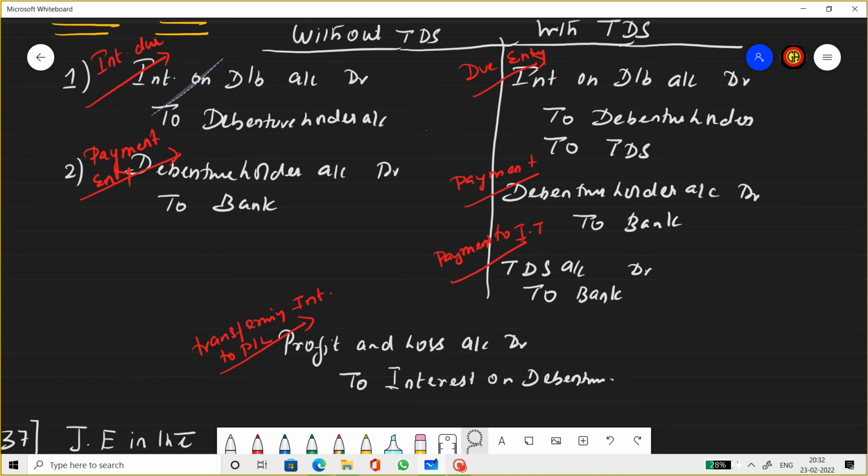Okay, so these two entries can come multiple times in the sum, whereas this will come only once at the end of the year. This entry will also appear with the TDS process. Even if it is with TDS, the same entry will come.